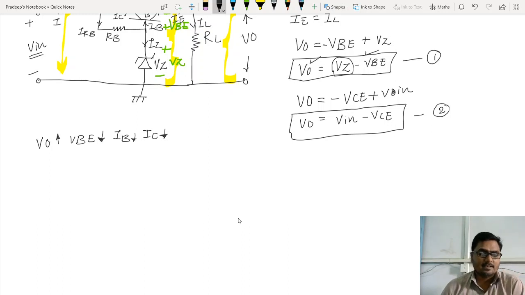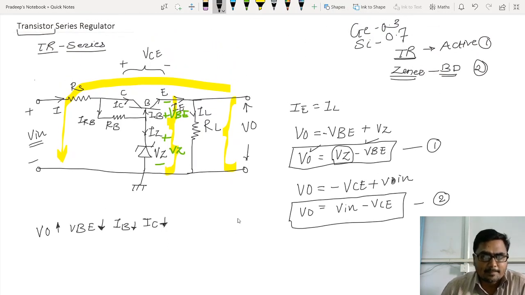Is it not? IB decreases, IC will also decrease. So, if collector current decreases, it means this collector current is now decreasing. So, as collector current is decreasing, what about collector voltage? Current decreases, voltage has to increase. It means if collector current is decreasing, collector to emitter voltage has to increase.